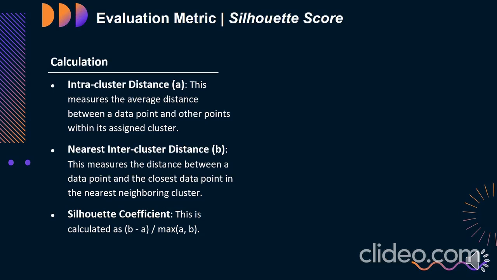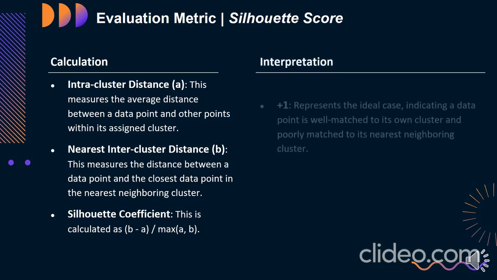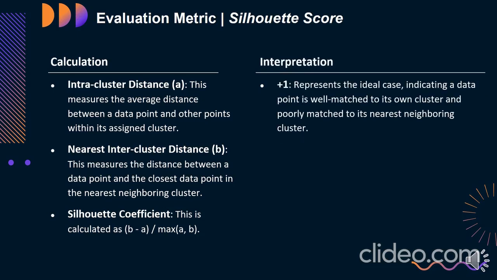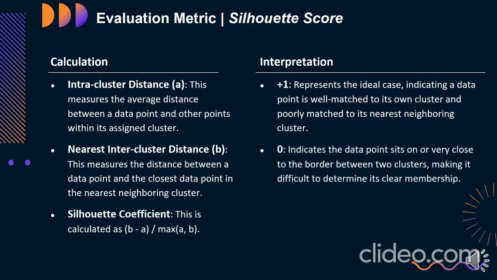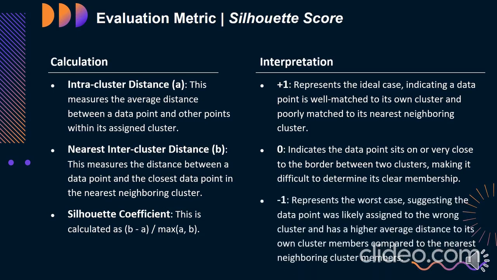Its interpretation is as follows. A value of plus 1 represents the ideal case, indicating a data point is well matched to its own cluster and poorly matched to its nearest neighboring cluster. A value of 0 indicates that the data point sits on or very close to the border between two clusters, making it difficult to determine its clear membership. And a value of minus 1 represents the worst case, suggesting the data point was likely assigned to the wrong cluster and has a higher average distance to its own cluster members compared to the nearest neighboring cluster members.